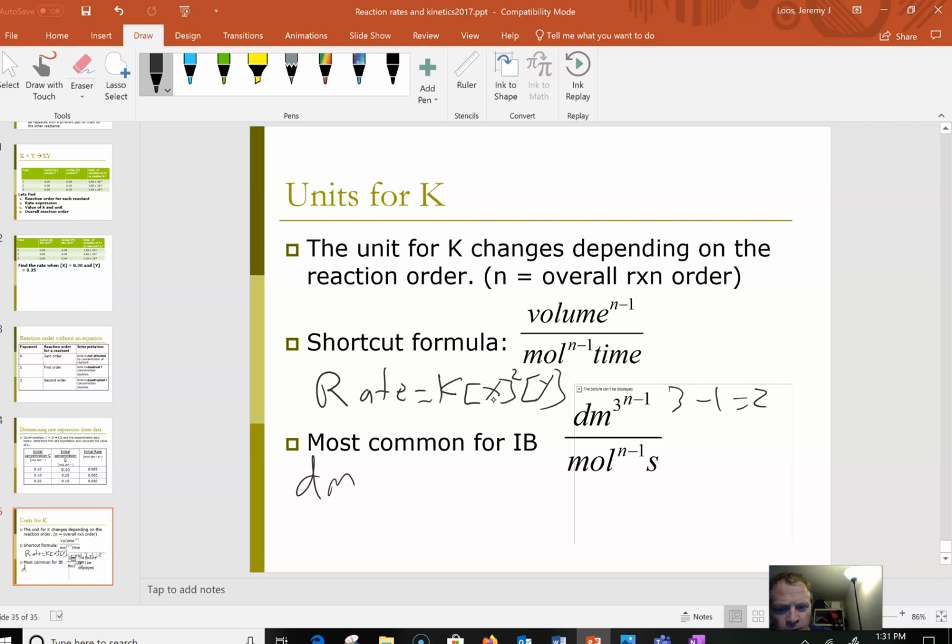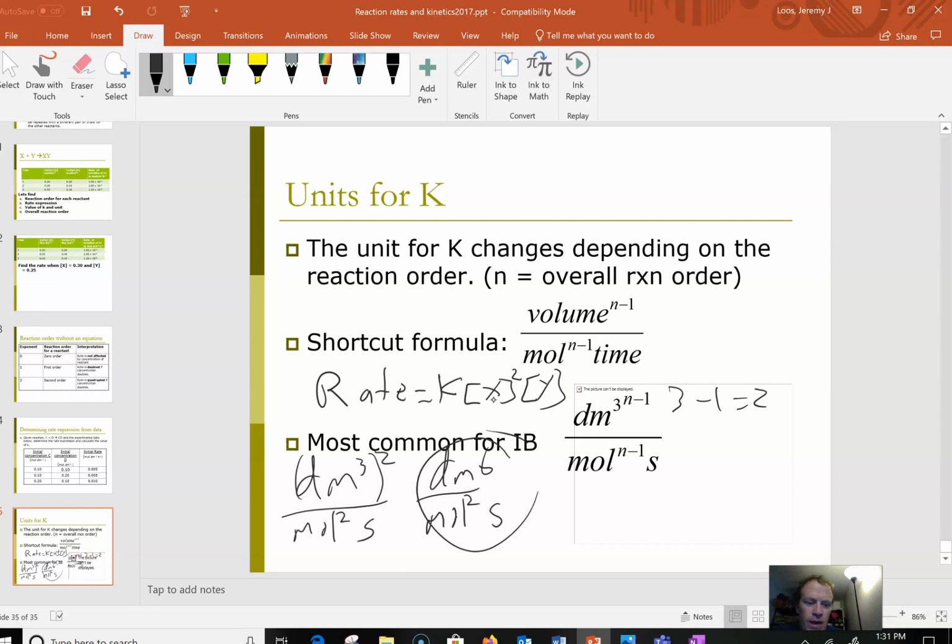So, for our unit for K, we have dm to the 3, but that gets taken to the second power, mole to the second power, and then our time unit was seconds on that. So, that's going to be dm to the 6th over mole squared seconds, which was the unit for K that we got after doing all that business with canceling the units that we did before.